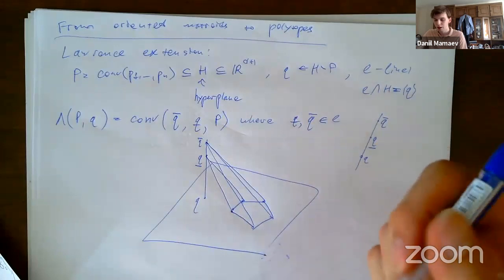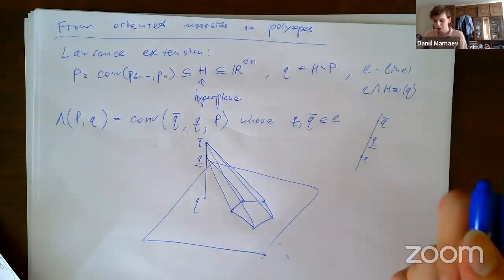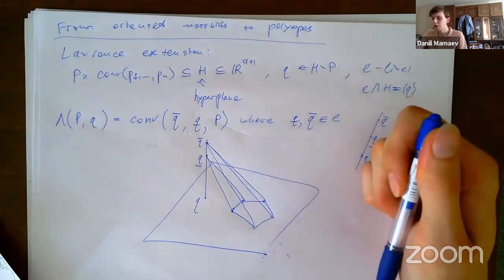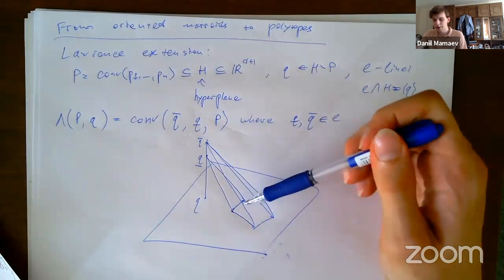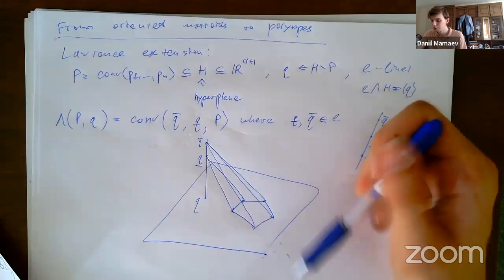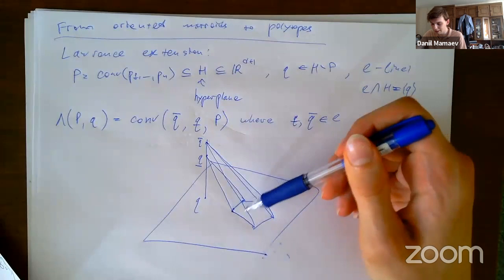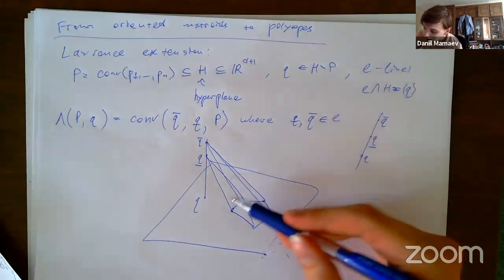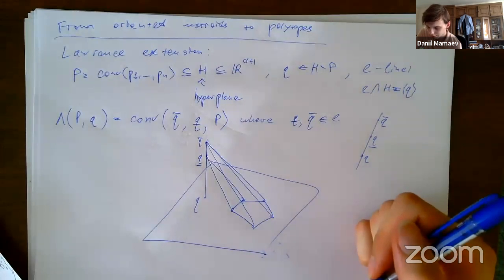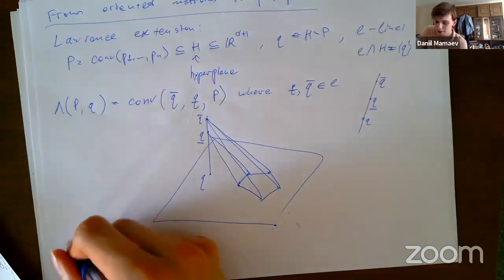Also, the faces of this new polytope encode the orientations of the points here. So basically what you do is you just apply Lorentz extension.